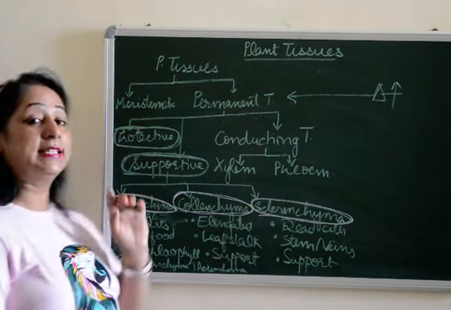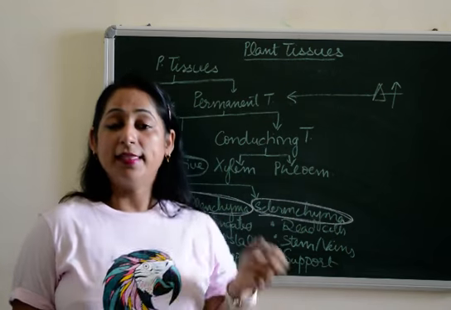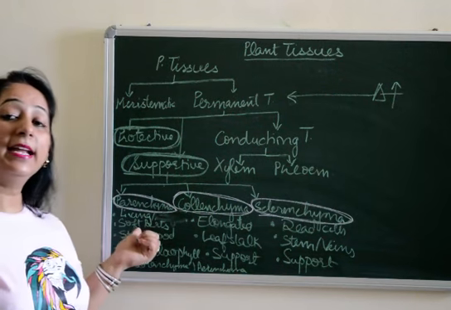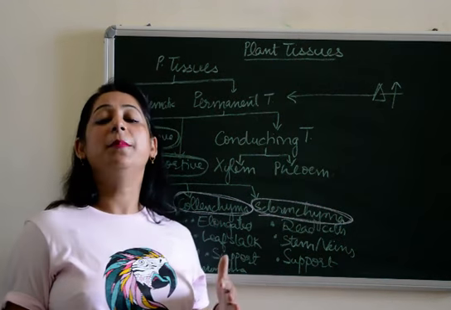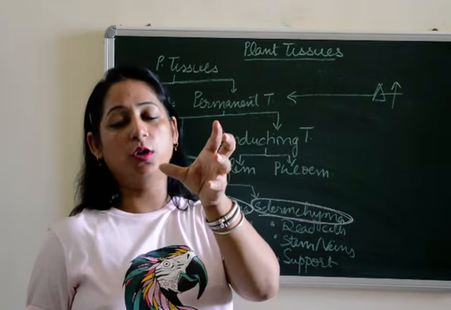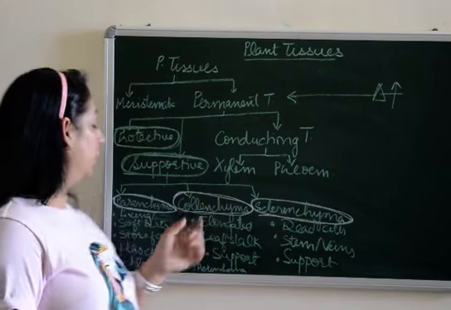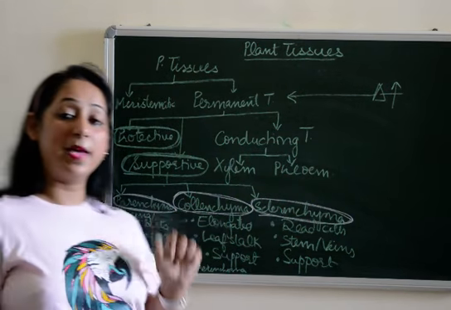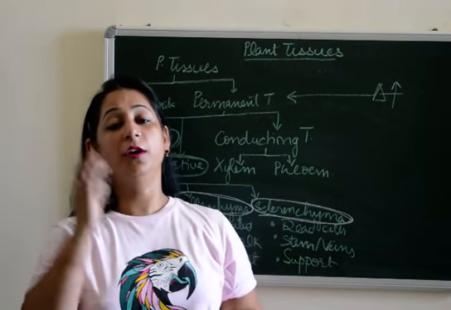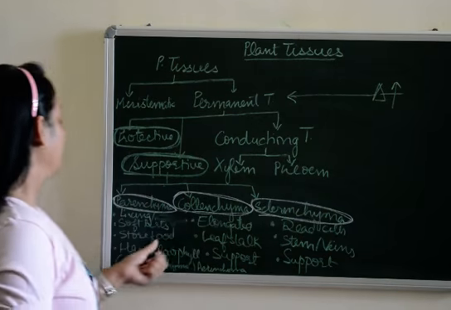Parenchyma. The first point is that the cells which form parenchyma are living cells. Second, where is it found? Parenchyma is found in the soft parts of the plant, like the cushiony stem and all. Next, parenchyma stores food in the plant. One important function of parenchyma is that it helps in storage of food in the plants.